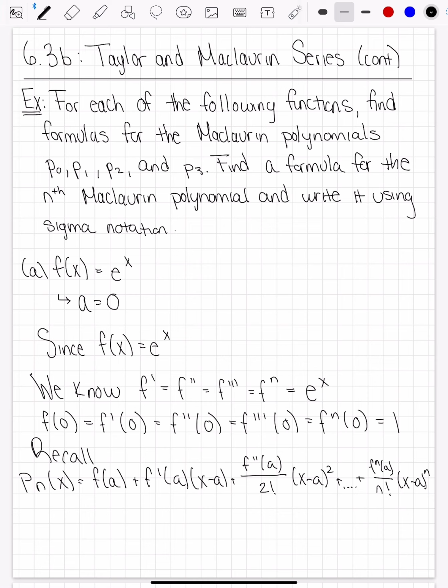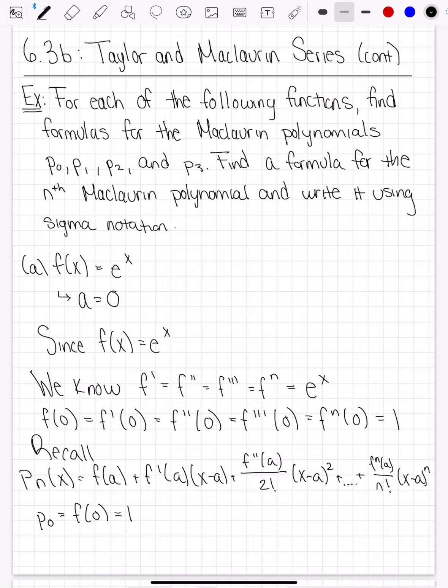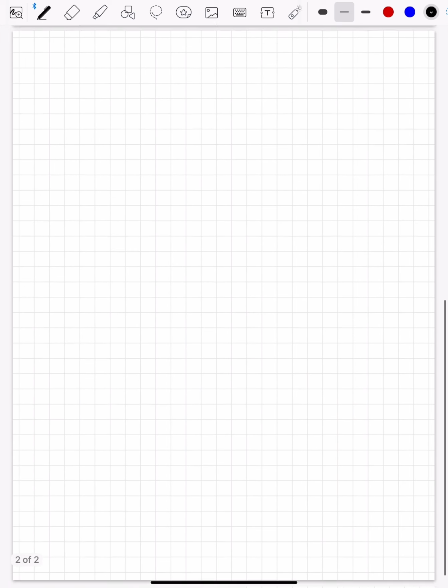So f^(n) of a over n factorial times x minus a to the n. Okay, so we need to find P0, and P0 really is just going to be f of 0, which we said is just equal to 1. And then P1 is just going to be the first term plus, now we plug in the n equals 1 term, f prime of 0 times x minus 0. So that becomes, we know f of 0 is 1, plus we know f prime of 0 is 1, so that second term is just x.